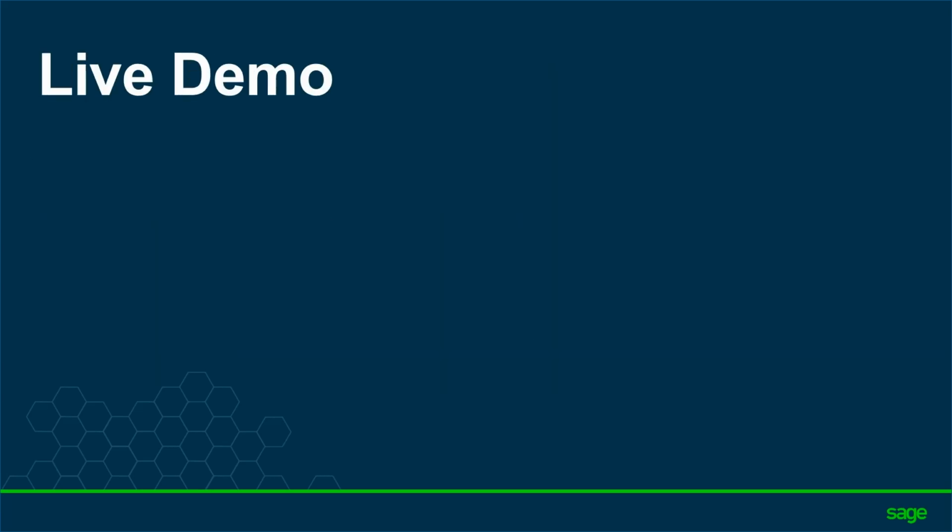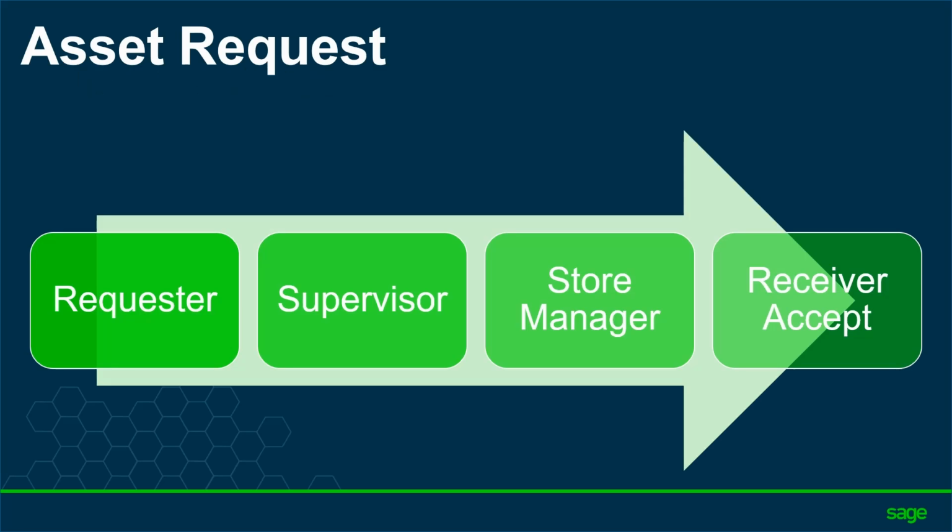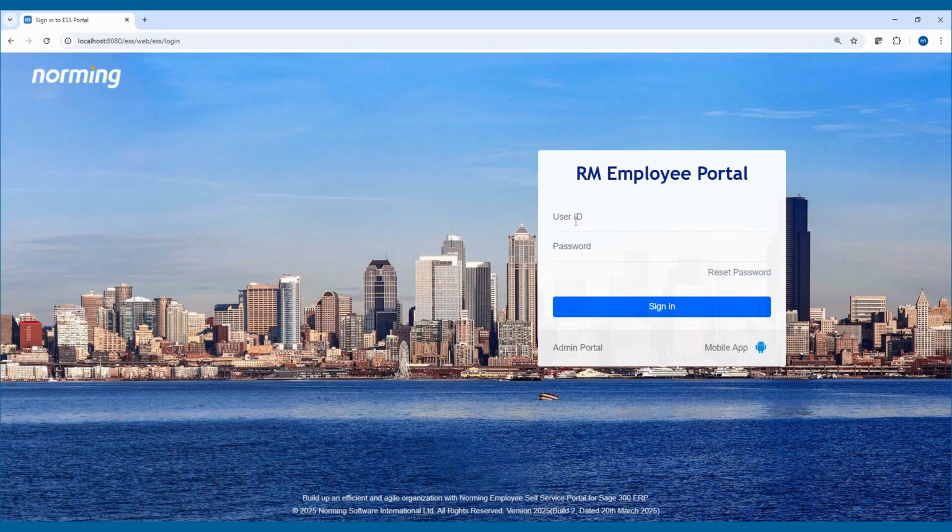Now I'm showing you how Resource Manager customer requisition can be configured flexibly enough to meet all clients' requirements. The asset request will go through 4 stages. The requester will submit an asset request. Supervisor will review the request and make approvals. Store manager will check whether they have assets that are free to assign. And after the asset is assigned, the requester will acknowledge the receiving of the asset.